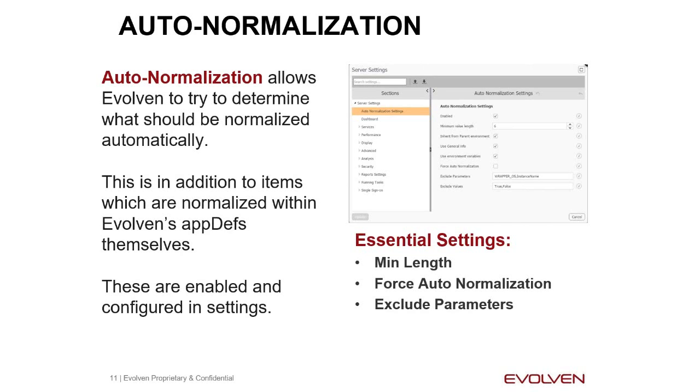And in other cases, as part of definition creation, as part of the app defs that were created, those also were normalized as part of somebody determining that specifically those things should be normalized. So both of those things apply, but here we're talking about auto-normalization, where the system is trying to figure out which things should be compared.